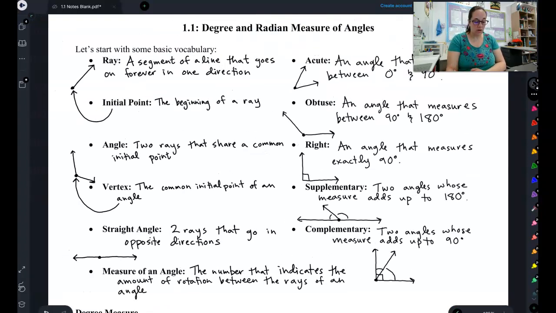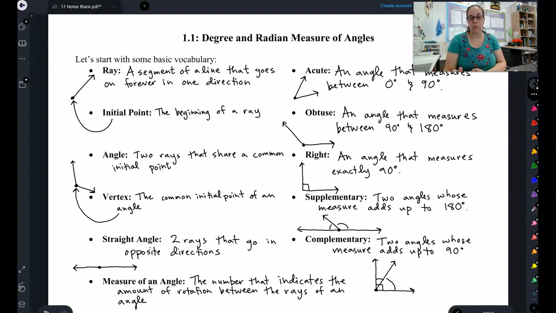So that is all our really important vocab to get us started off in 1.1. In the next video, we'll dive a little bit deeper into degrees and talking about how many degrees are in a circle and how we can divide it up from there.